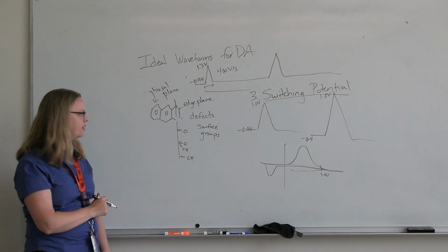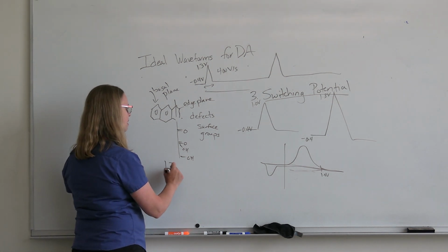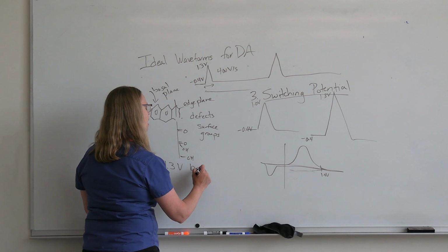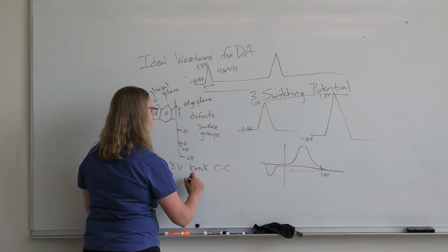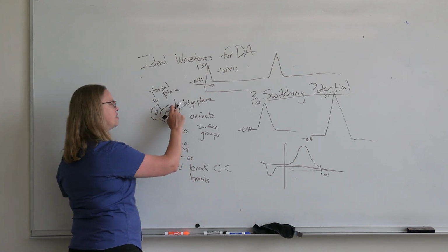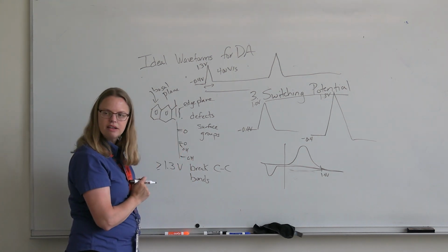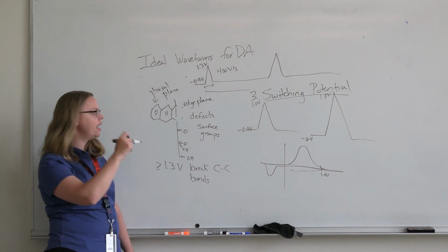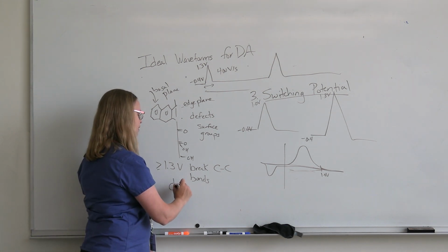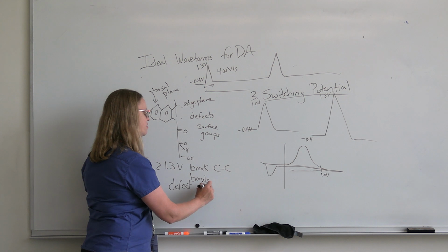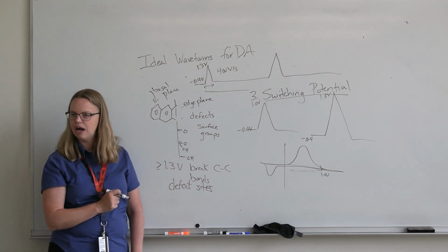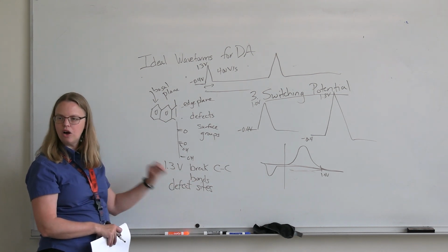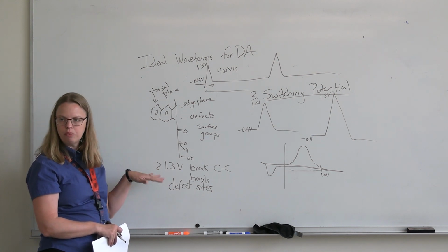It turns out that when we go, and Whiteman had a really great paper about this, to about 1.3 volts or greater, we have enough energy to break carbon-carbon bonds on this surface. When I break a bond, I'm creating defect sites. A lot of these defect sites might eventually react with oxygen in the air and become oxygen functional groups. So I am changing the surface of the electrode when I go to a higher voltage than 1.3 volts.